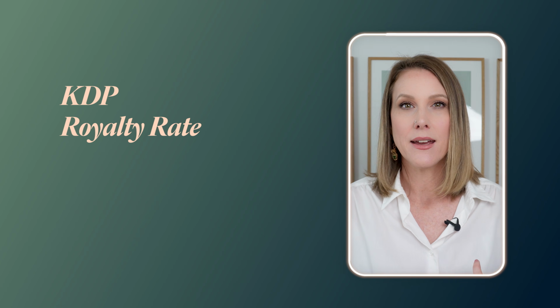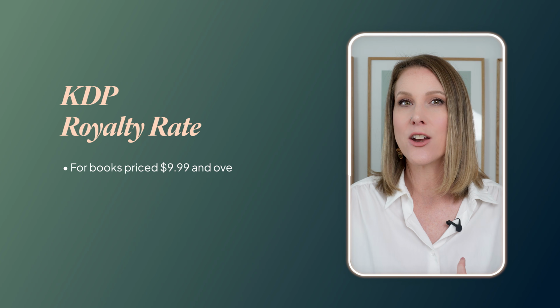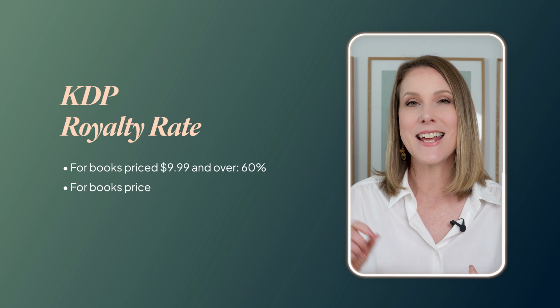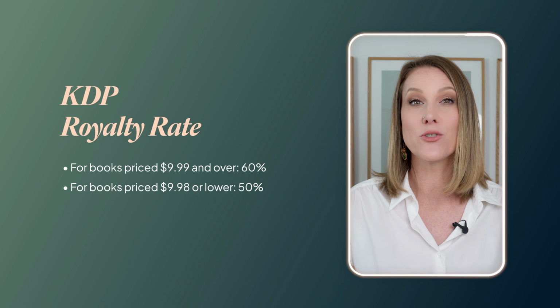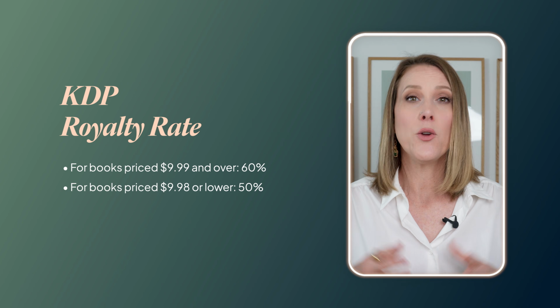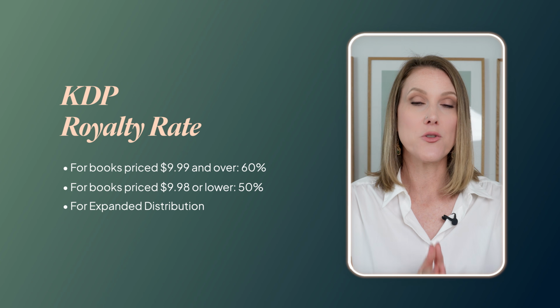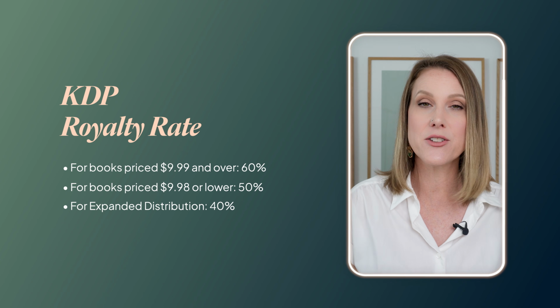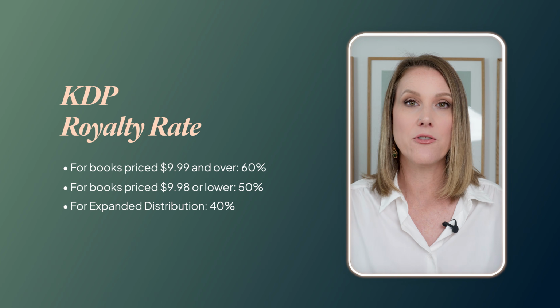So for KDP, if your book is priced at $9.99 and over, you're going to receive a 60% royalty rate. If your book is priced at $9.98 or lower, you'll receive a 50% royalty rate. And if you want to enroll your book into expanded distribution, meaning it would be possible for other bookstores to order your book through Amazon, then your royalty rate is going to be 40%.